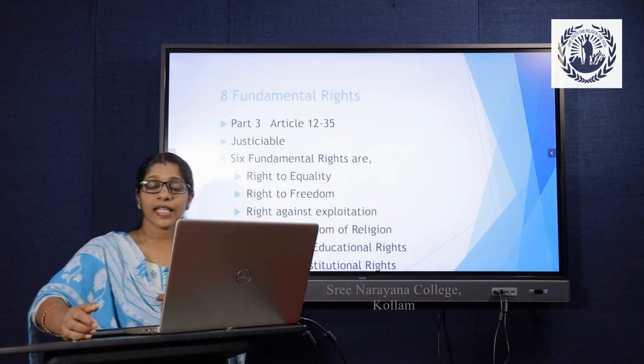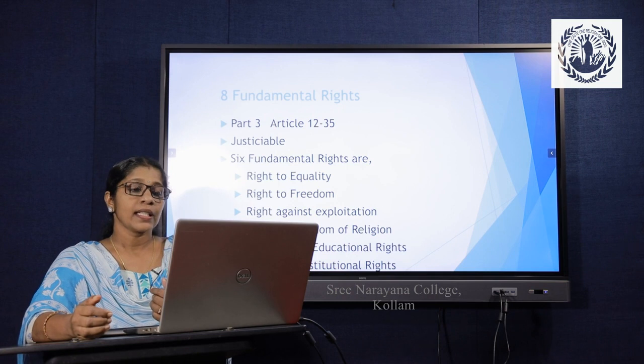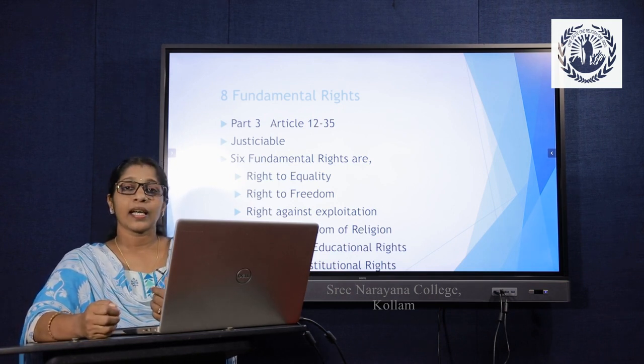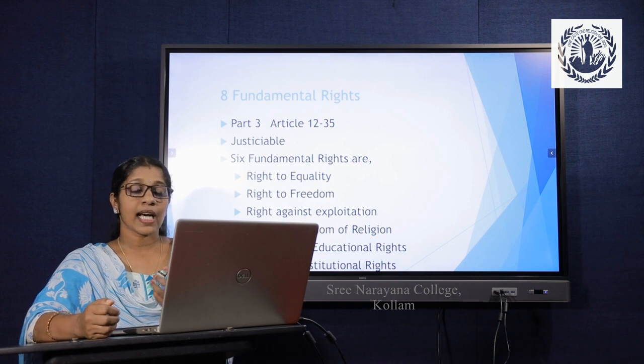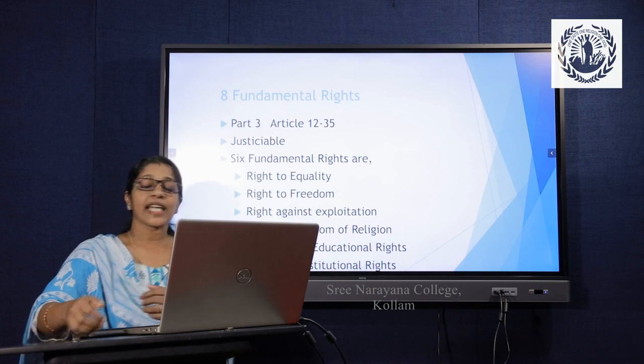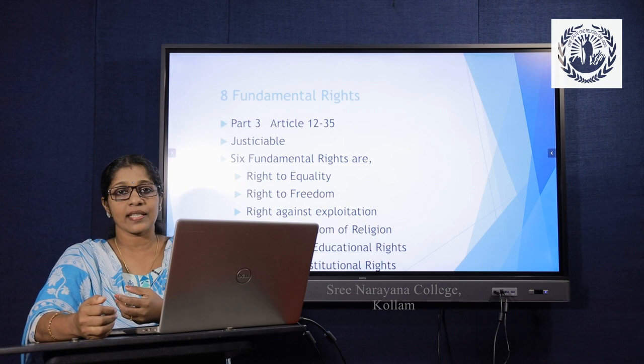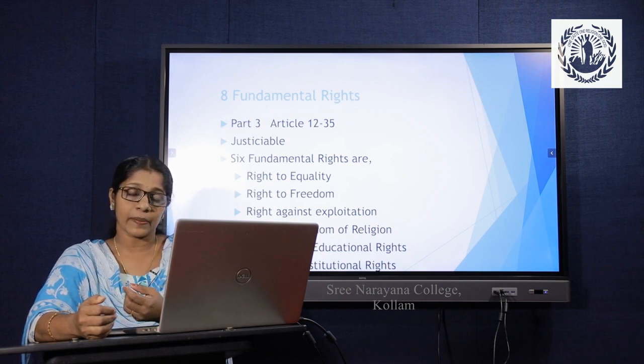And there is another characteristic, like fundamental rights. The fundamental rights are included in Part 3 of the Constitution, and explained in Articles 12 to 35. One important characteristic of our fundamental rights is that they are justiciable, that is, if these rights are denied to the citizens, they have the right to approach the court for the enforcement of these fundamental rights.